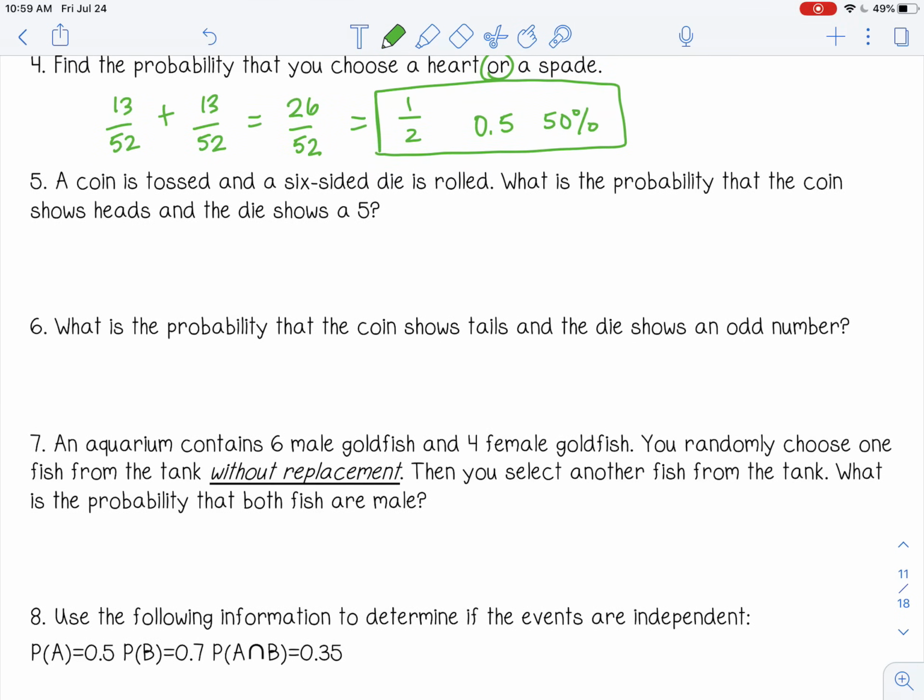All right, next one, number 5. A coin is tossed and a 6-sided die is rolled. Okay, so the word in between these two events is and, so we're going to be multiplying here. What is the probability that the coin shows heads and the die shows a 5? So let's do the coin first. So the probability that a coin shows heads, that's 1/2, times a die showing a 5. Well, think about how many 5s there are. There's only one 5 out of 6 possible numbers.